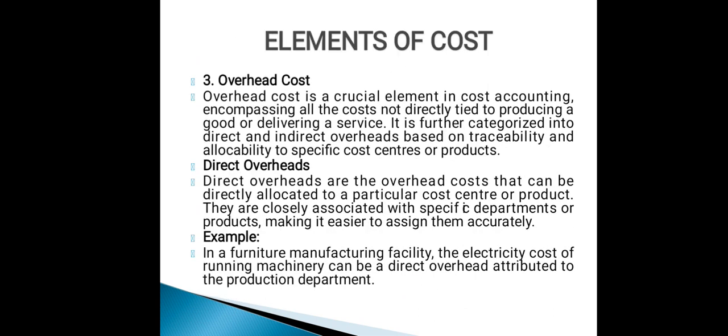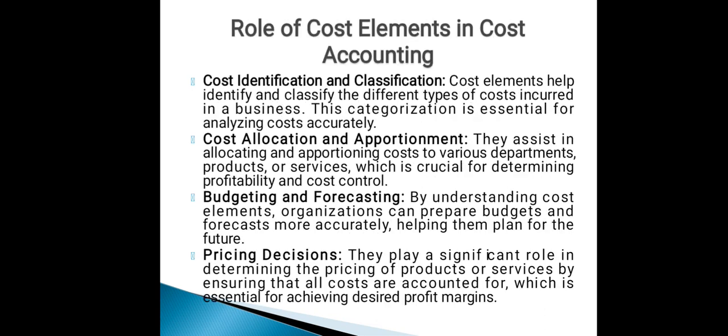The next one, indirect expenses. Indirect expenses mean the expenses we pay other than direct material or direct labor, which cannot be directly identified with units of output or a job. Examples: rent, power, lighting, depreciation, bank charges. These are some examples of indirect expenses.